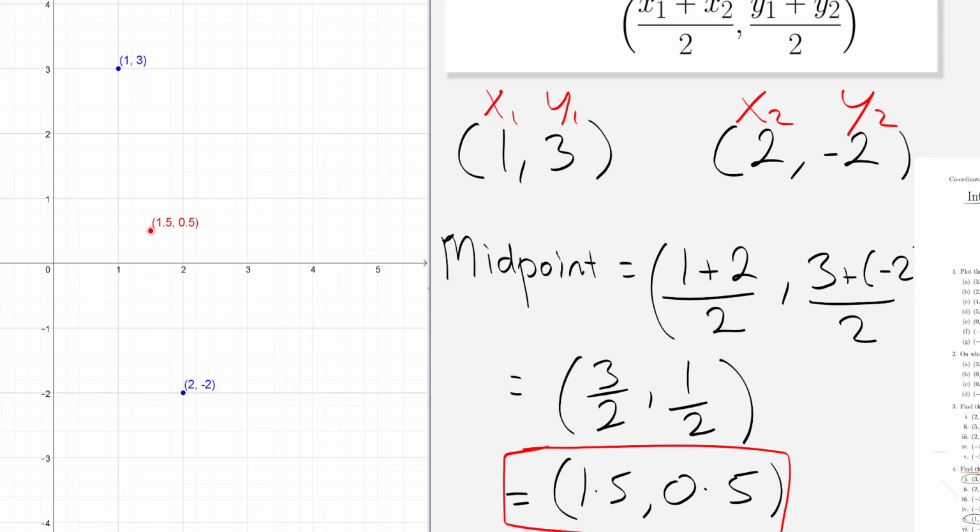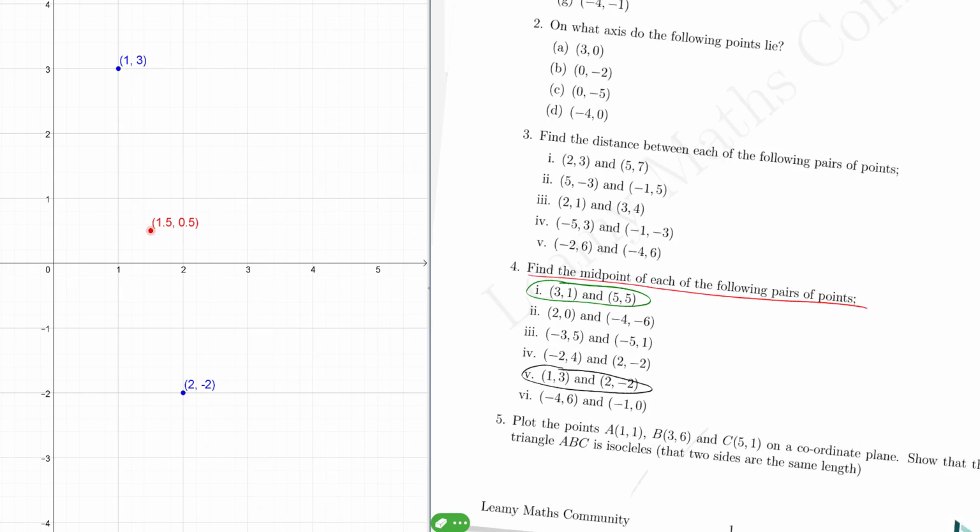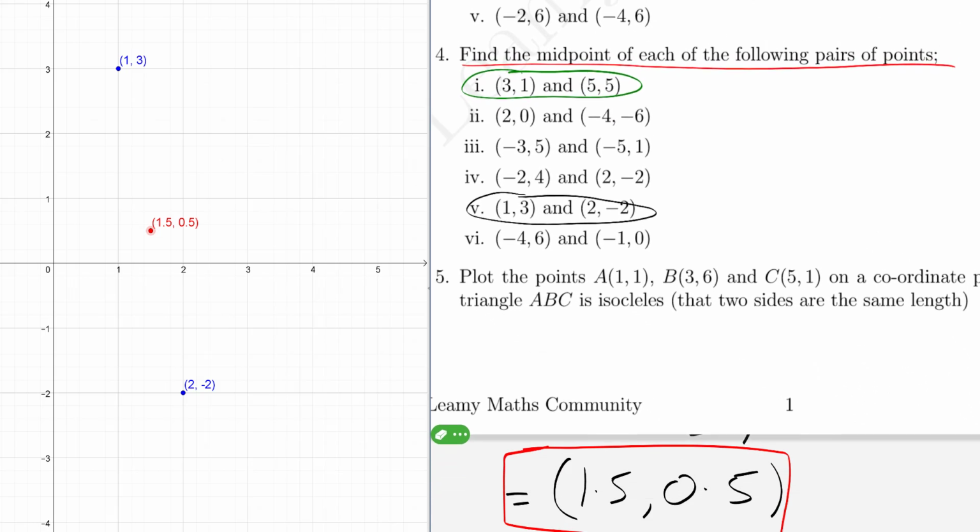So that is our introduction to the midpoint formula. You guys should practice some of these questions and check your solutions online.